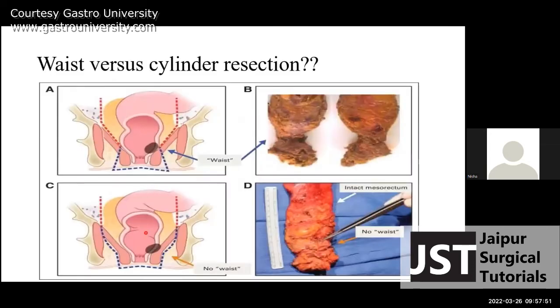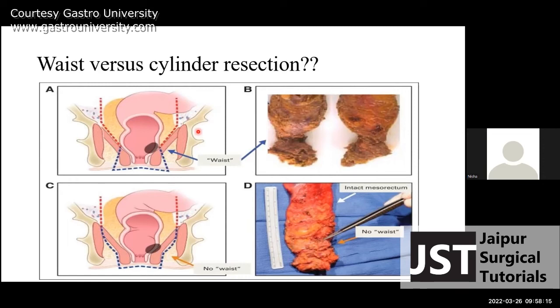So while in the extra levator approach or the cylindrical approach, what we do is we follow the same TME plane, but here we are not preserving the levator ani. We are taking off the levator ani along with the sphincter complex and the residual rectum in the distal colon. Here we divide the lateral attachment of the levator ani.